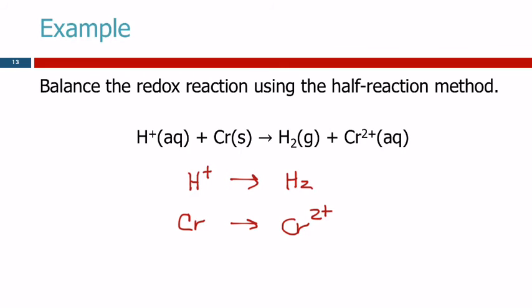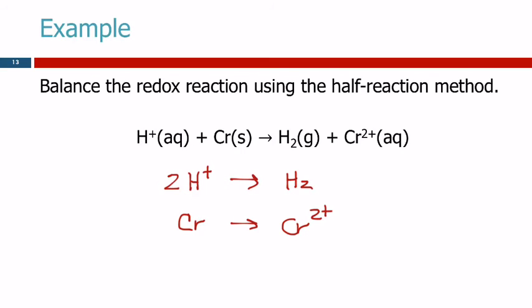I need to make sure that the atoms are balanced, and then I look at the electrons, because we've got to take care of the big stuff first. The electrons are small. We can fit those in. Here I have 1 hydrogen, and here I have 2 hydrogens. And so I need 2 hydrogens over here to balance the atoms.